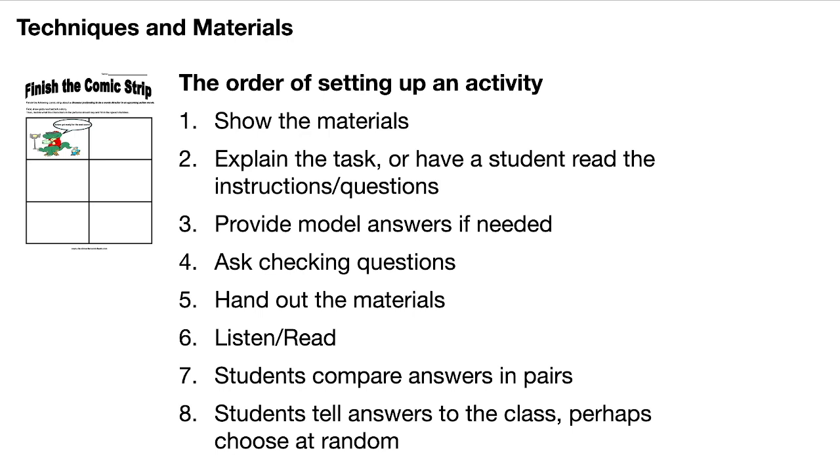So finally, number eight, students tell answers to the class. Perhaps choose at random. Now, often it's better just to choose specific students, right? So ask different students to share, you know, number one, number two, number three, or the different answers, rather than just having all of the students shouting at the same time, okay? So, yeah, think about that. These are some general tips and ideas for how to set up and run activities, especially for the during stage. Please take a note of this and look at it again before you do micro-teaching.